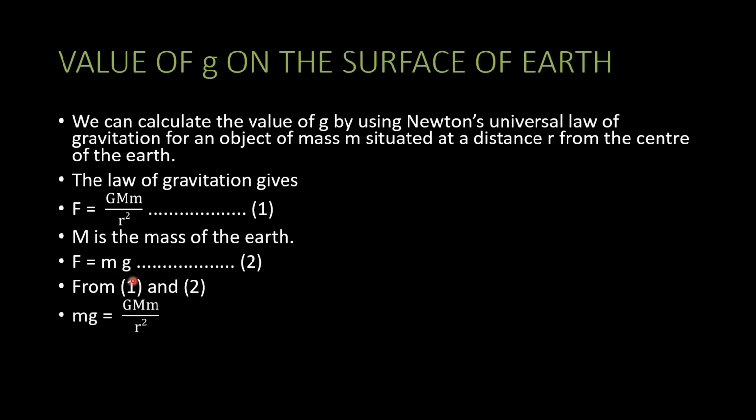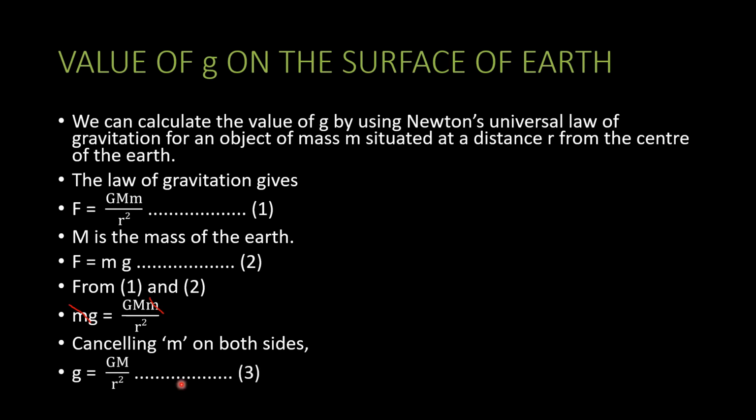So from equations 1 and 2, replacing F is equal to mg, we get mg is equal to G M m upon r square. We can cancel out m on both sides, which is common. So I am cancelling out m on both sides. So we will be getting g is equal to capital G M upon r square.